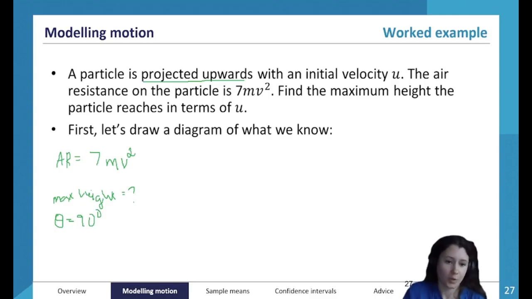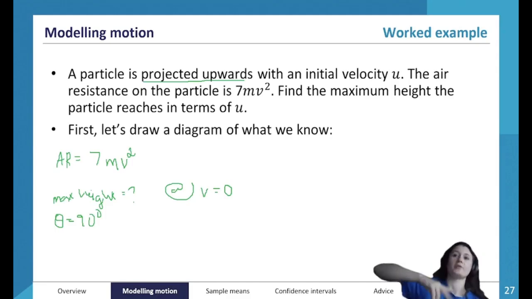So we know that the air resistance on the particle is 7mv squared, and we also know that the maximum height occurs when the velocity is equal to 0. How do we know this?